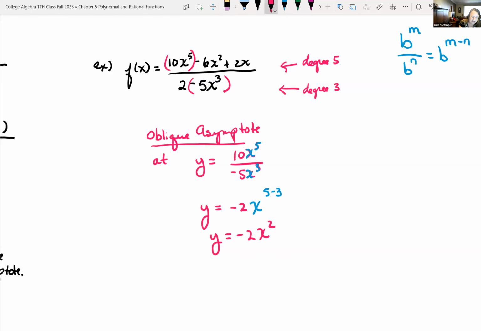So our oblique asymptote for f of x, as our graph goes to positive and negative infinity, the graph is going to be getting closer and closer to the graph of y equals negative 2x squared.